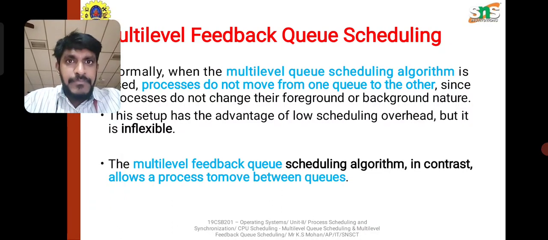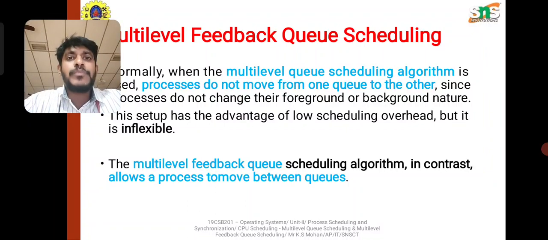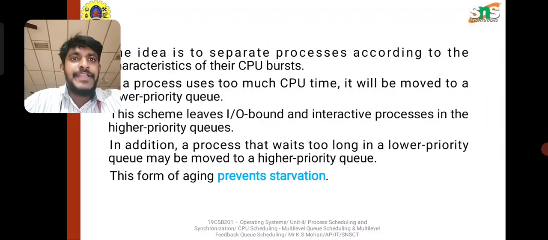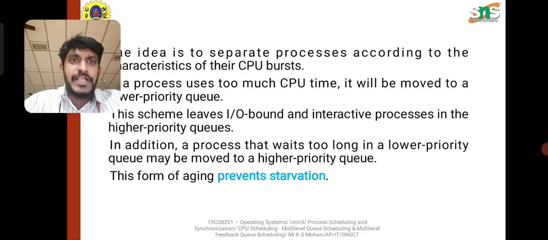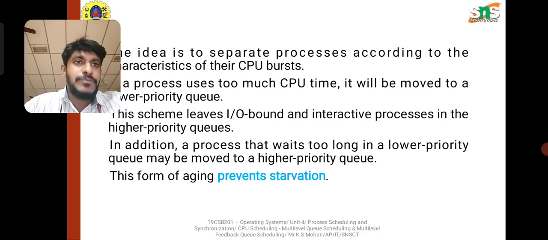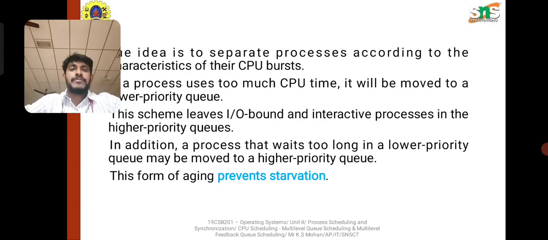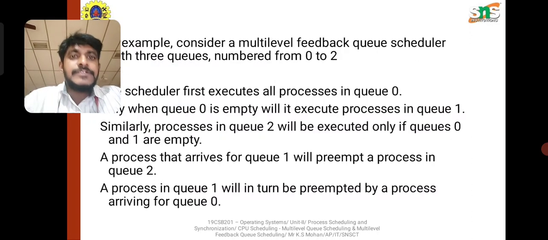The multi-level feedback queue scheduling algorithm, in contrast, allows a process to move between queues. The idea is to separate processes according to the characteristics of their CPU bursts. If a process uses too much CPU time, it will be moved to a lower priority queue. This leaves I/O-bound and interactive processes in the higher priority queues. In addition, a process that waits too long in a lower priority queue may be moved to a higher priority queue. This form of aging prevents starvation.